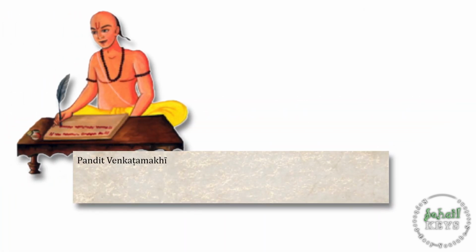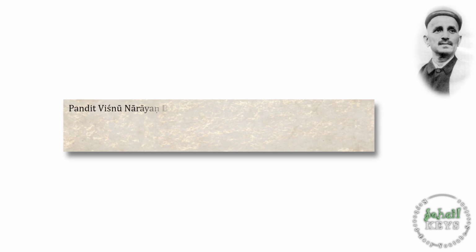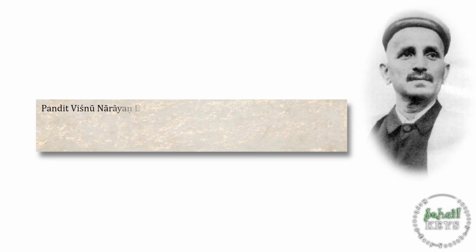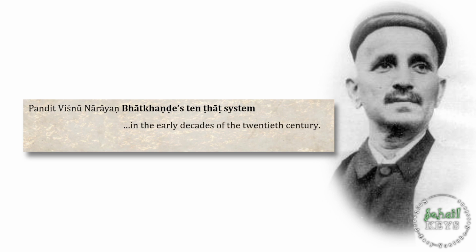Pandit Venkatamakhi, in his treatise Chaturdandi Prakashika, first arranged his Janaka Melakarta system consisting of 72 melas in the 17th century. Later, Pandit Vishnu Narayan Bhatkhande selected 10 melas out of these 72 and introduced Bhatkhande's 10 thaat system in the early decades of the 20th century.